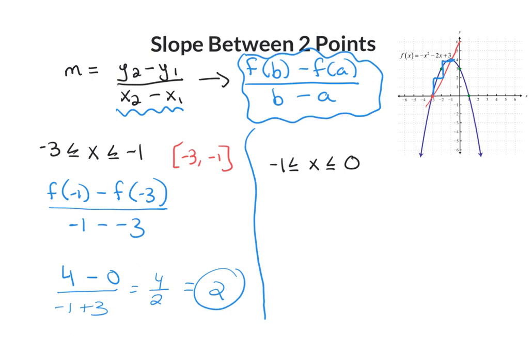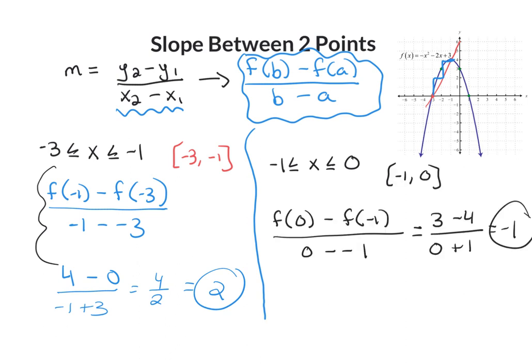Okay, practice the next example on your own. Write it down, pause the video, and try it. And I want you to practice showing proper calculus work. And you should get -1. So that was slope between 2 points, which is the same thing as average rate of change.